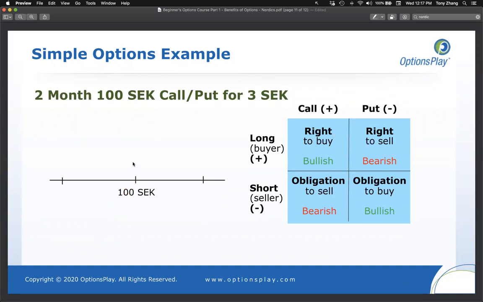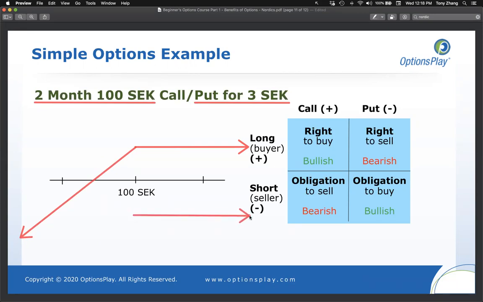And lastly, let's talk about selling a put option. So selling a put option, how does that work? Same thing. You have an obligation to buy the stock from the put buyer. So in this particular case, we're going to sell a 2-month 100 crown put for 3 crowns. And what you're going to notice very quickly, and I don't necessarily need to go through all of the examples, is that the payoff graph for selling a put option looks something like this, which is just the inverse of a put buyer, right?